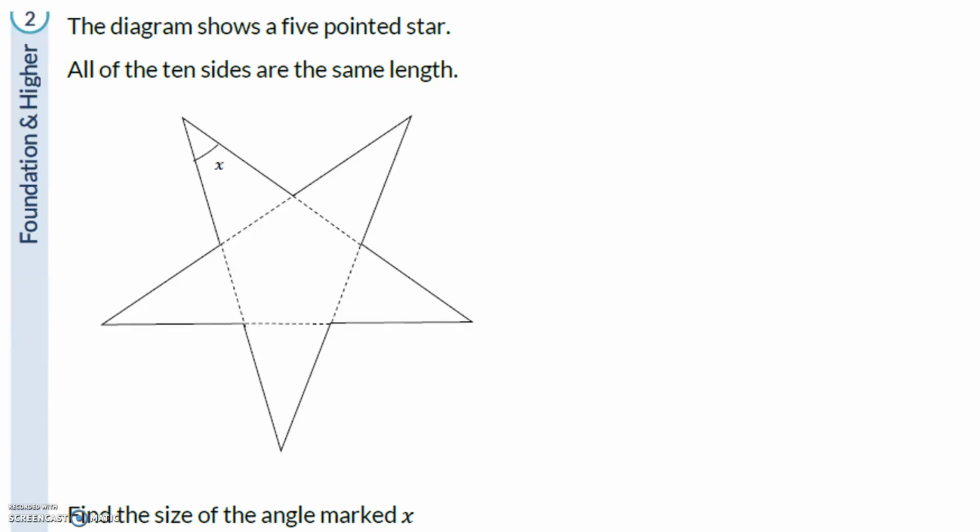GCSE question of the week, week 25. The diagram shows a 5-pointed star. All of the 10 sides are the same length. Find the size of the angle marked X.